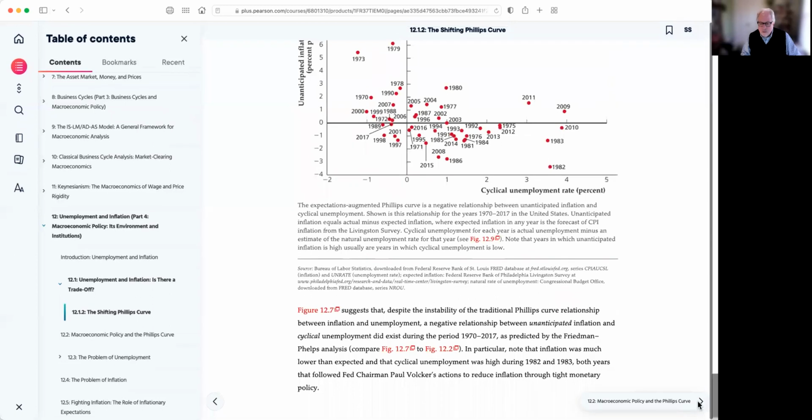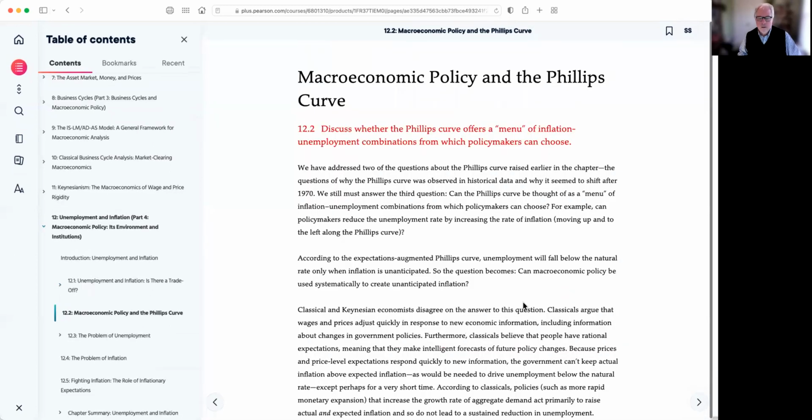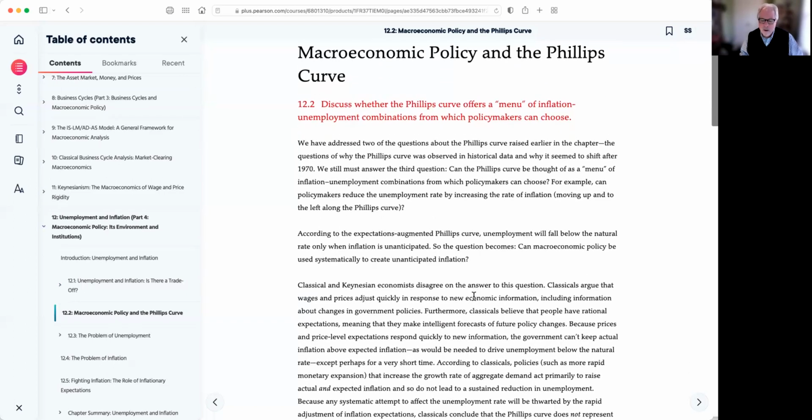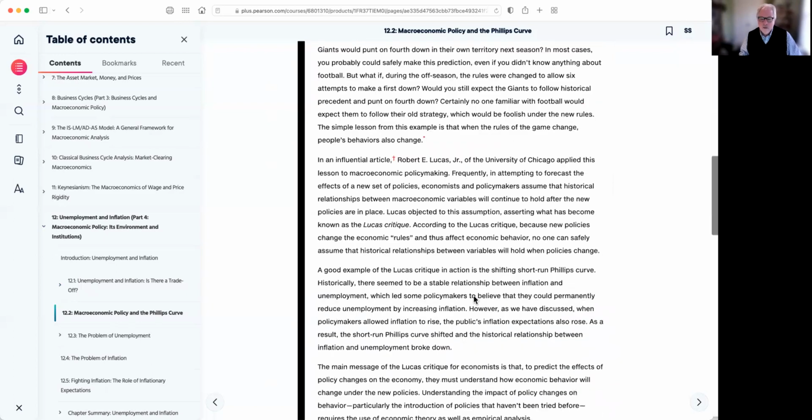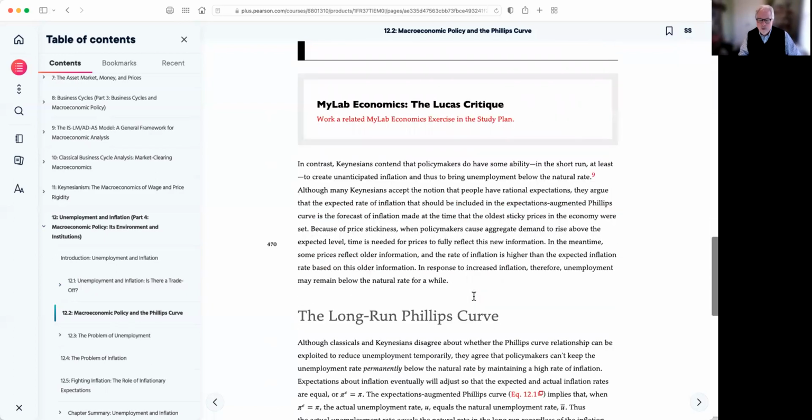Again, this is all in the first section of the chapter, and that's the one that's really, really important to get a good understanding of, because everything else in the chapter really follows from that. There's no new information in the rest of the chapter. It's really discussing the implications of that. So section 2 talks about macroeconomic policy. Can policymakers make use of this idea about unanticipated inflation and the trade-off between that and unemployment?